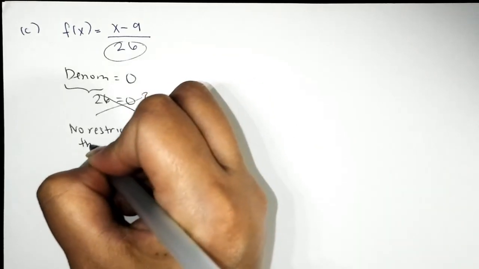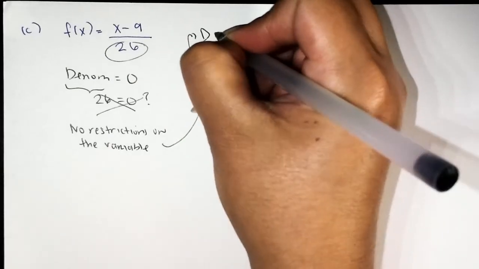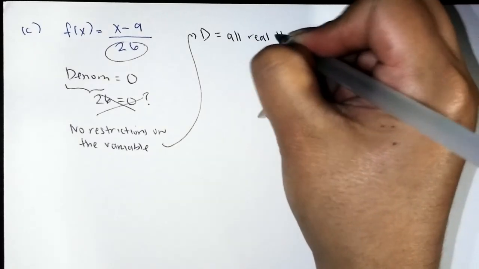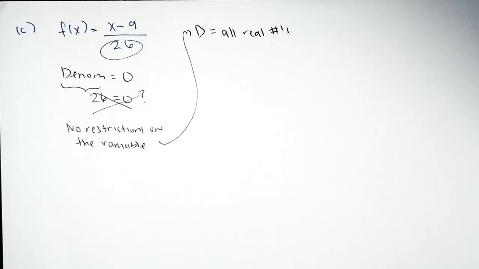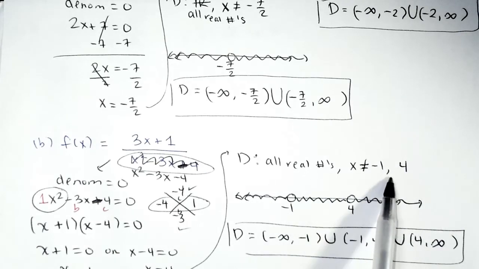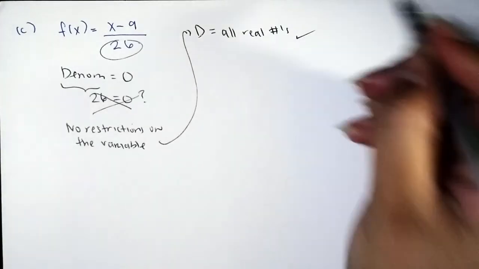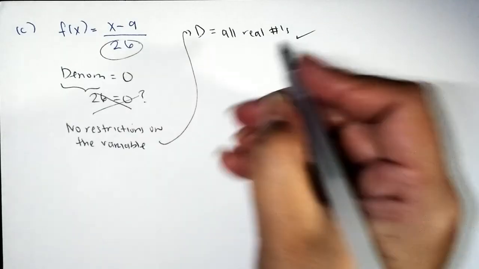So normally what do we say for a rational function? The domain is the set of all real numbers except for the restrictions on the variable, except for those that make the denominator equal to 0. But in this case, we don't have restrictions on the variable, so the domain is just the set of all real numbers. Unfortunately, this is not an interval, so we have to write it in interval notation.